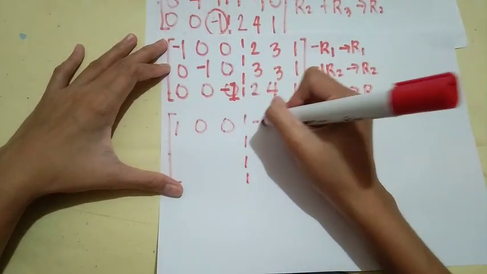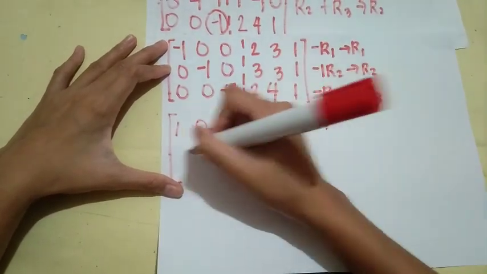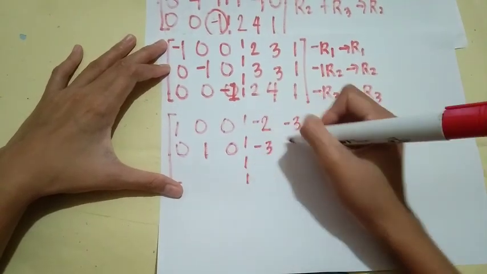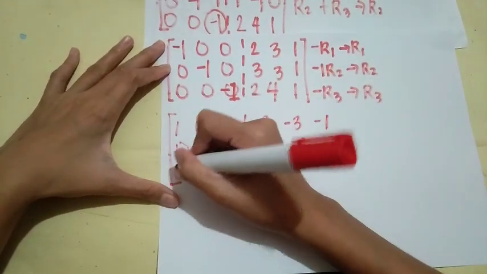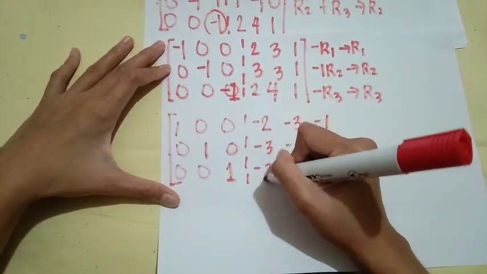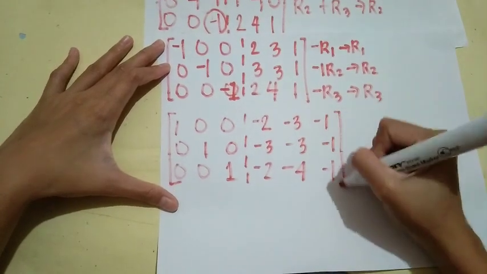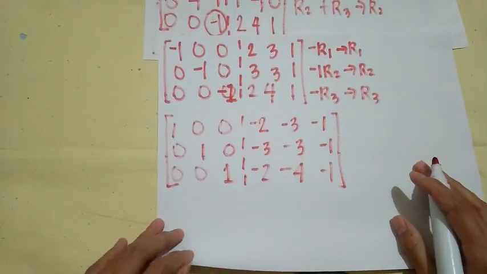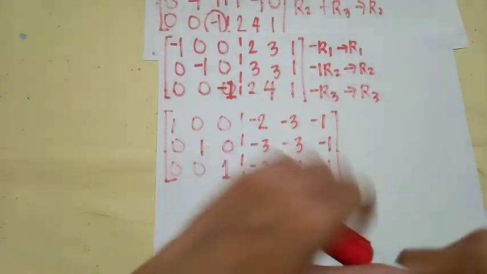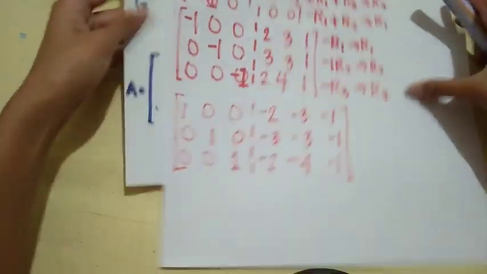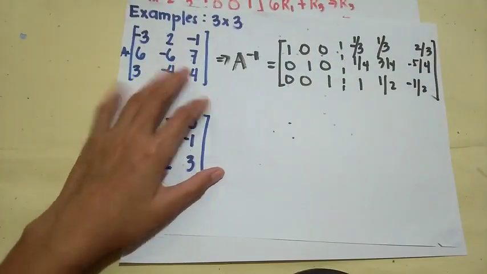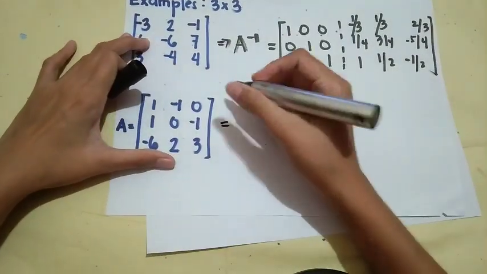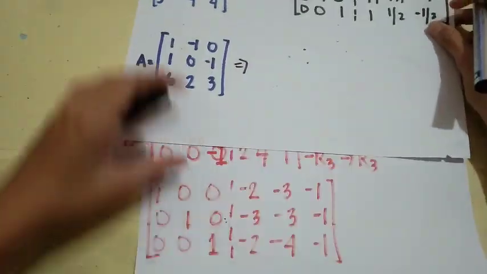This will become negative 2, negative 3, negative 1, 0, 1, 0, negative 3, negative 3, negative 1, and then 0, 0, 1, negative 2, negative 4, then negative 1. So this is our final answer for this one. So the inverse of our solution here is this one.